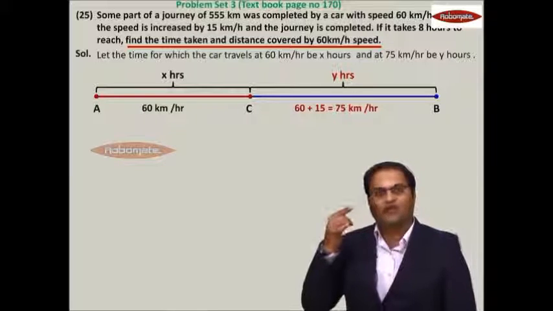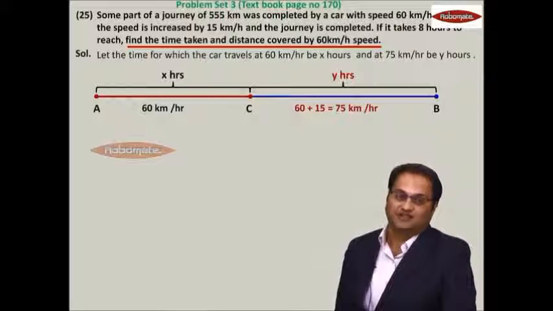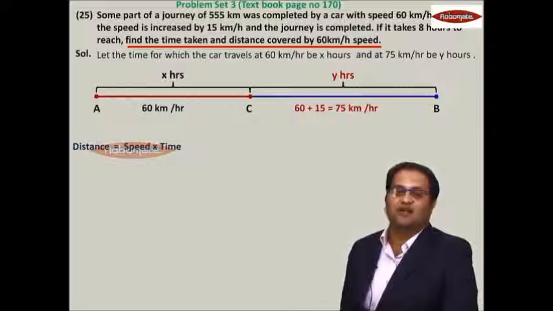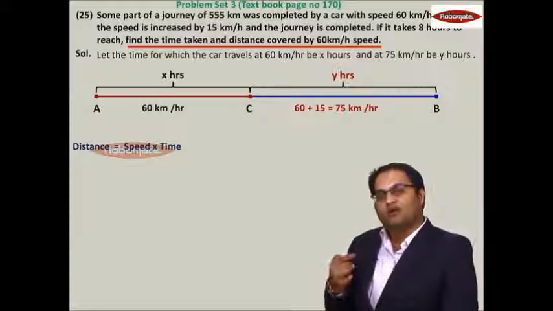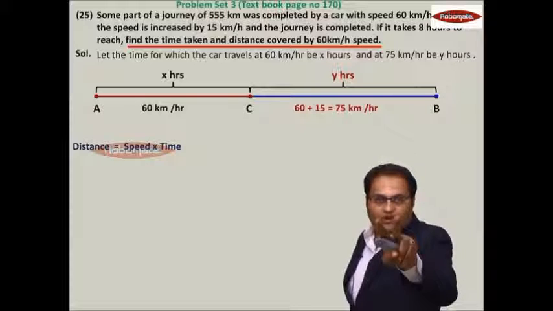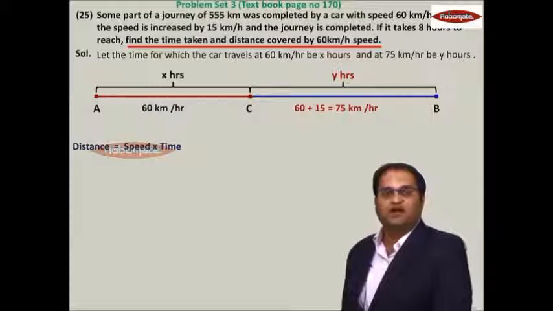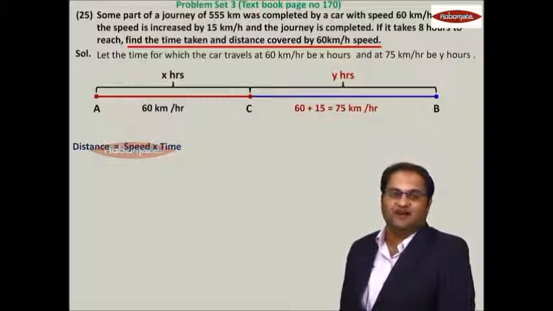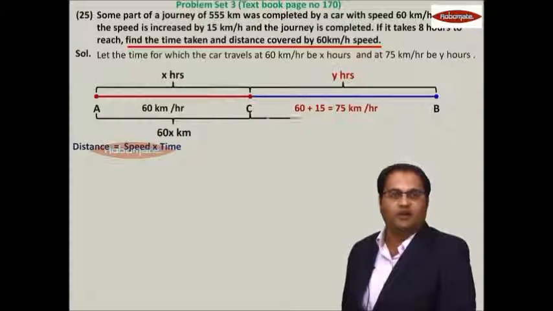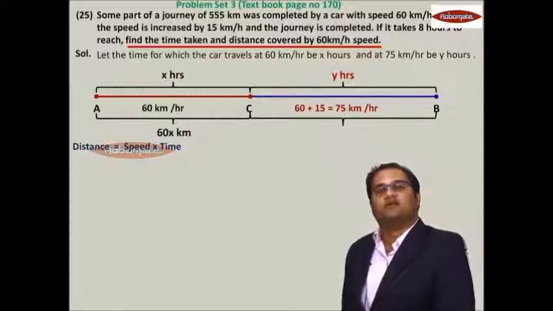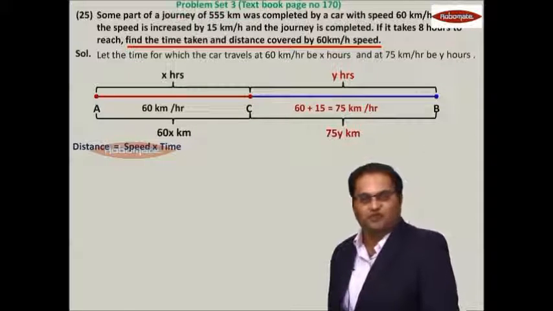Okay? Time is done, speed is done, what is left? Distance. So what will we do for distance? Distance is equal to speed into time. So in AC, what is the speed? 60. What is the time? X. What is the distance? Speed into time, that is 60x kilometers. Similarly, in CB, it's 75 into Y, that is 75y kilometers, right?